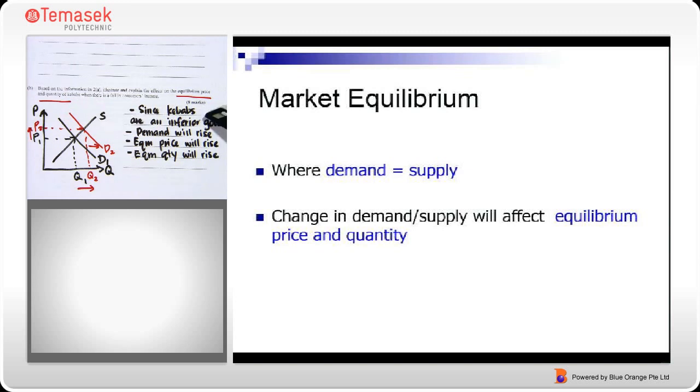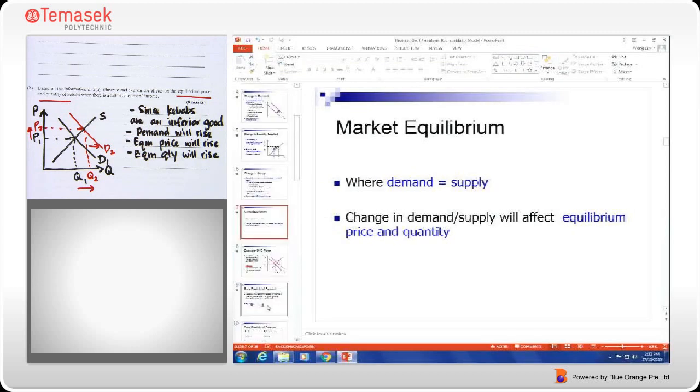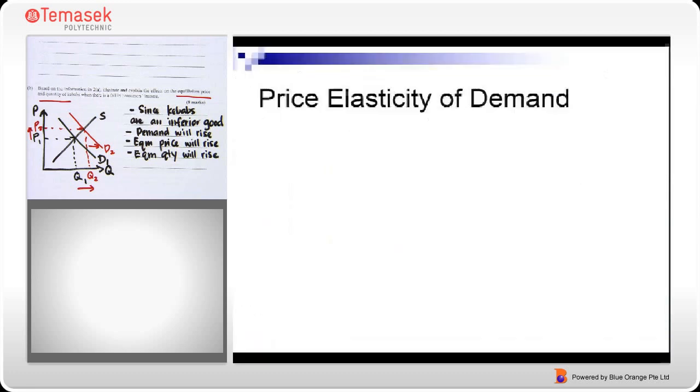First, the non-price determinant, demand or supply rise or fall, or you can say shift left or right. Then what is the effect on equilibrium price and quantity? Make sure you do not write in point form and don't use short form in your answers. The next topic is on elasticity.